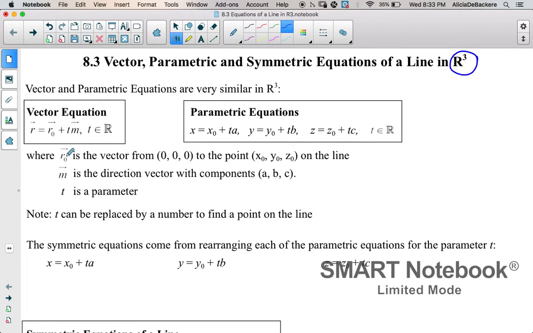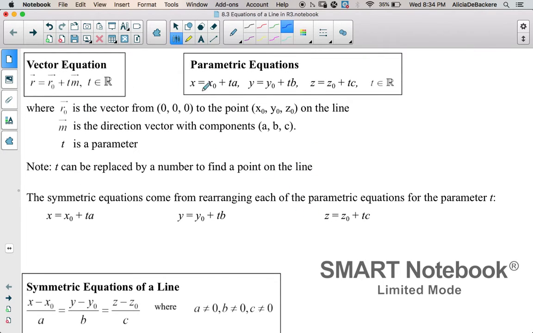The difference now being that the r naught vector is going to have three coordinate points, x naught, y naught, and z naught, and the direction vector again will have a third coordinate. We're going to call it c. The parametric equations, again, very similar for x and y. It's just the addition of this z equation that we now have, which will be the z naught from the r naught vector plus t times the c from the direction vector. So very similar to two space. Note that t can be replaced by a number to find a point on the line. So those are the first two types of equations.